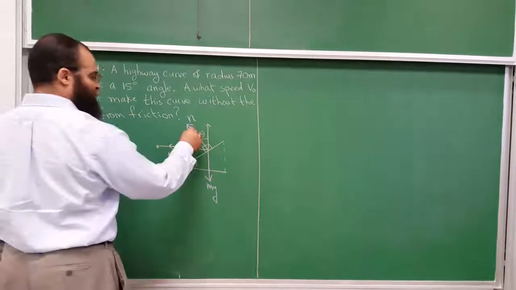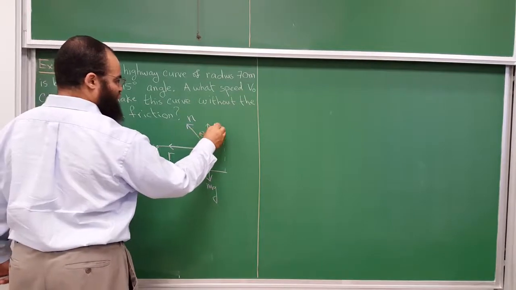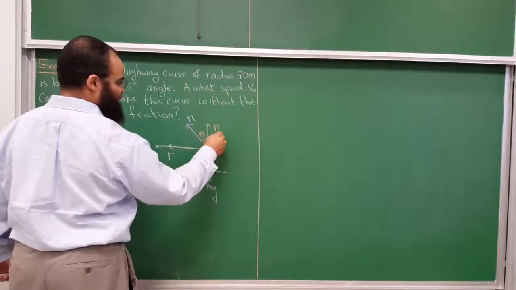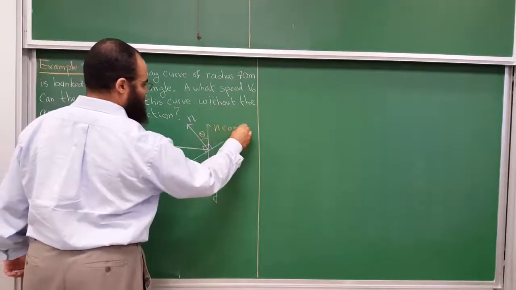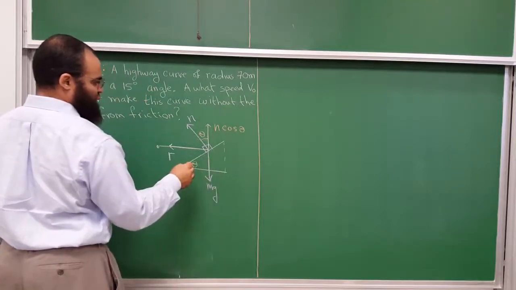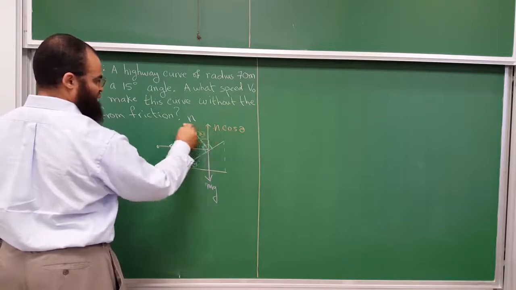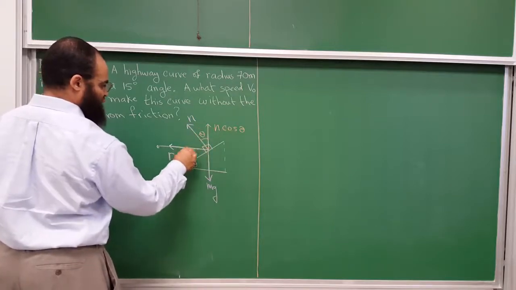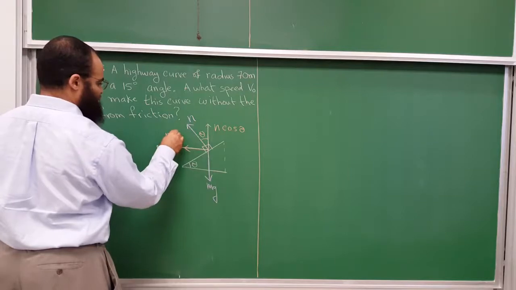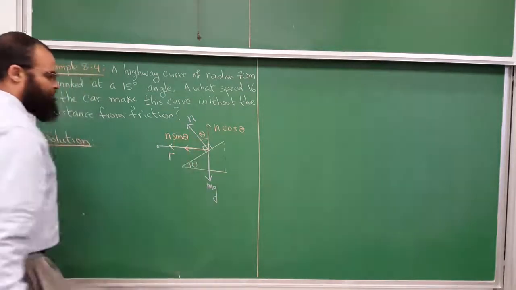So let's break the normal force here. This part of the normal force is the adjacent, so it's the normal force times the cosine of theta, because it's the adjacent, and this part of it is the sine. So this is the normal force times the sine of theta.